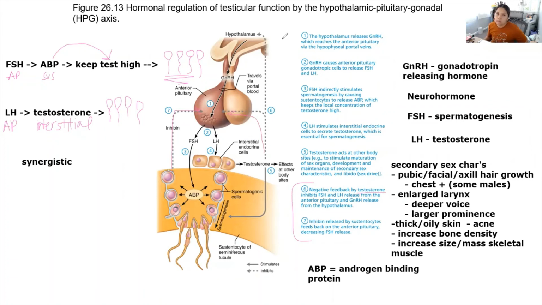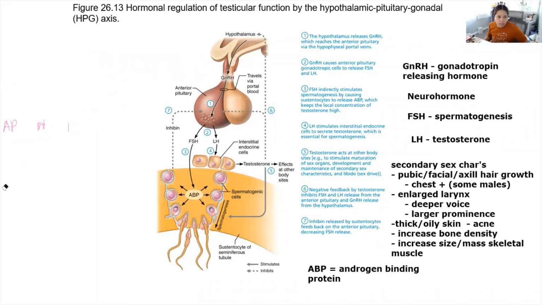So we don't want too much testosterone production. We don't want too much sperm production, not outside of our normal range. So there is a negative feedback loop at play here that will inhibit the release of FSH and LH if our levels are too high. Okay, and that's it for hormone regulation here. I do want to talk a little bit about the maturation of sperm, and then that'll be it for this particular video.